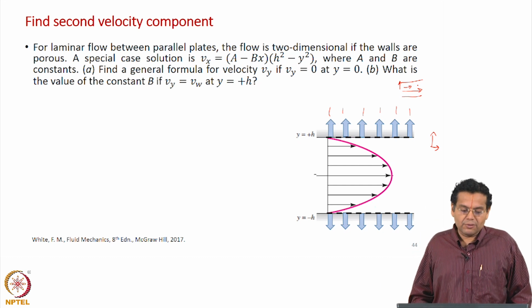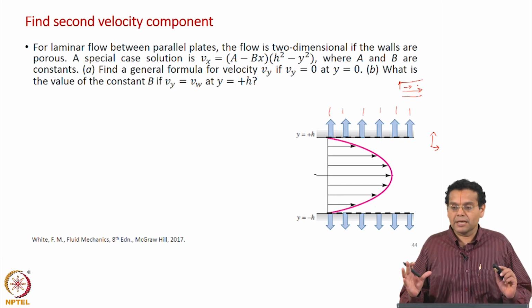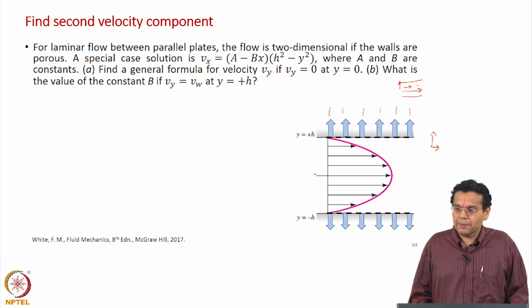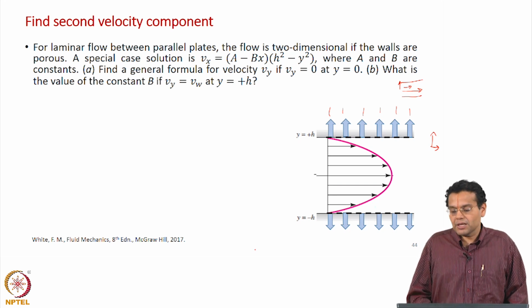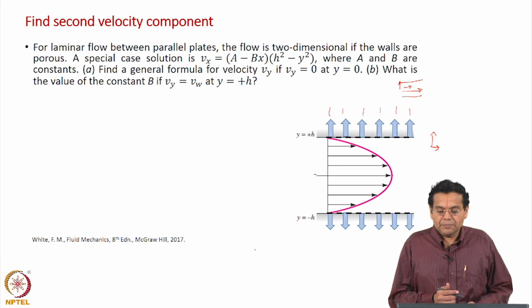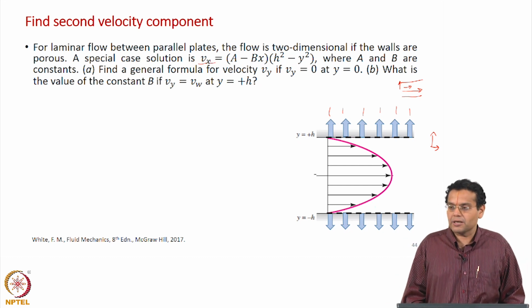For laminar flow, what laminar flow is we will understand much later, but right now we can understand it to be a nicely well behaved flow. Between parallel plates the flow is 2 dimensional, we have seen why it is 2 dimensional. If the walls were not porous, it was 1 dimensional. A special case solution, meaning under certain conditions you can derive the expression for the x component of velocity.